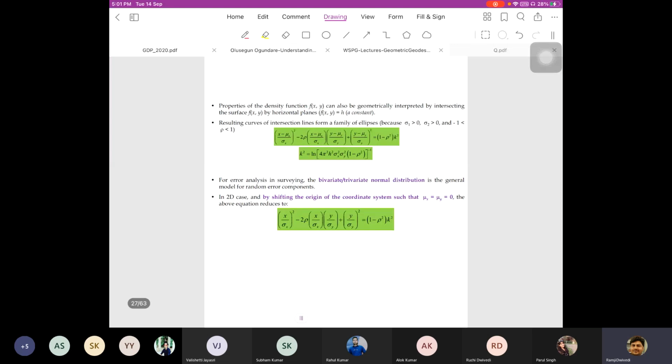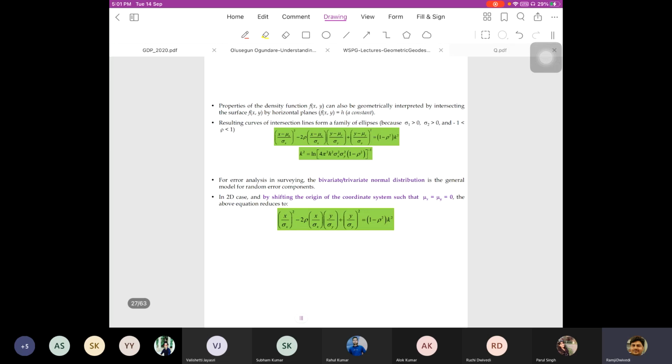Okay, coming back to those curves, the case is finding the ellipse equation, so that we can answer it further. The probability density function f(x,y) can also be geometrically interpreted by the intersection of the surface with a horizontal plane f(x,y) equal to h, which is a constant, and the resulting curves of intersection form a family of ellipses, because sigma 1 is greater than 0, sigma 2 is greater than 0, and rho is between -1 and 1, because obviously we know that the standard deviation is a positive square root.